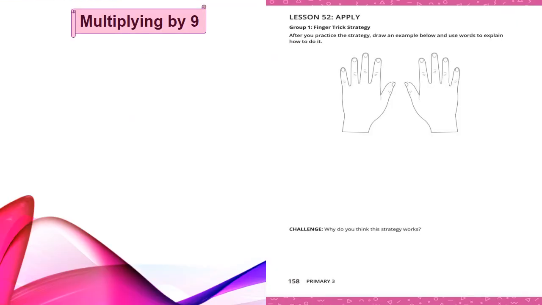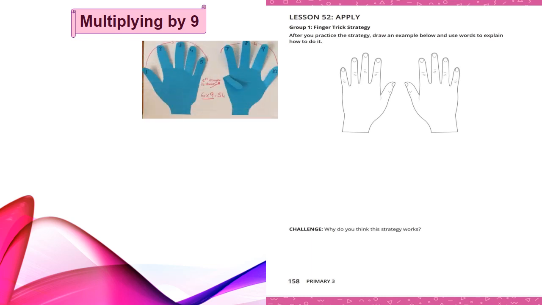Multiplying by 9. In this part, we will learn together a new strategy to get the answers of table 9 by using our fingers, and it's called the finger trick strategy. Look at this picture. I have two hands, and each finger has a number: 1, 2, 3, 4, 5, 6, 7, 8, 9, 10.